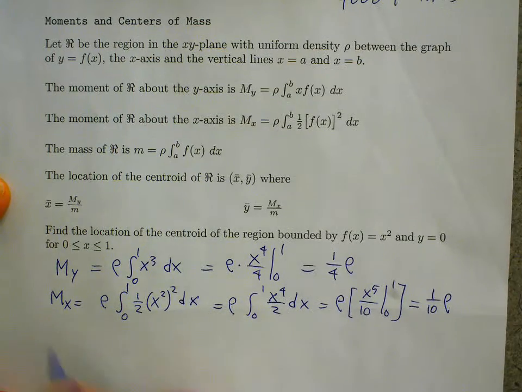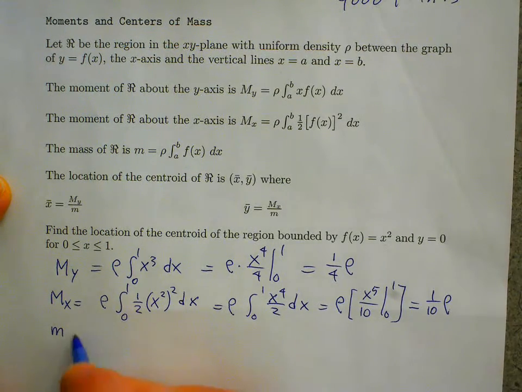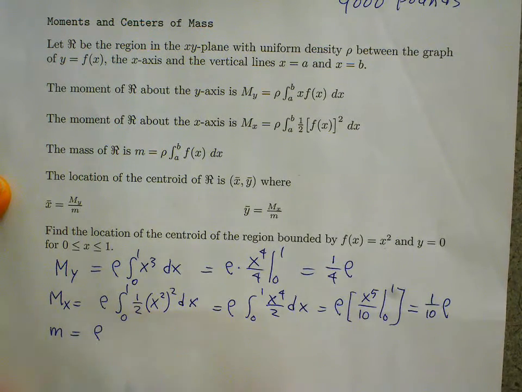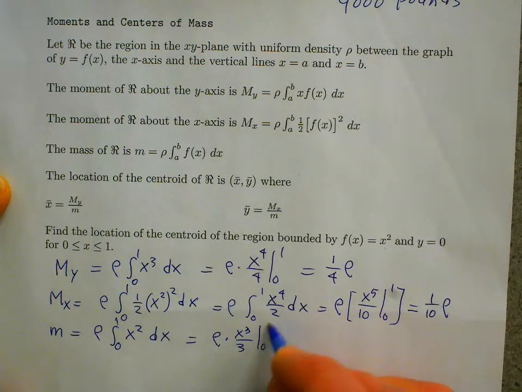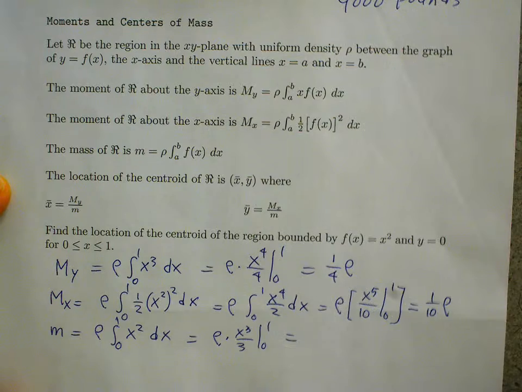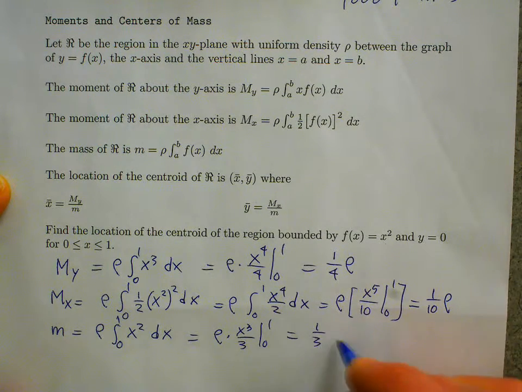And then the mass of that region is rho times the area. The area is the definite integral of f of x from 0 to 1, or rho times the definite integral of x squared from 0 to 1. So we get rho times x to the third over 3 from 0 to 1. And we just get 1/3 times rho.